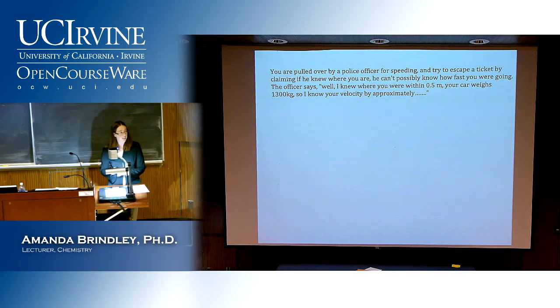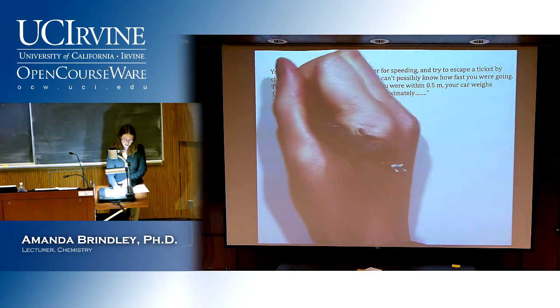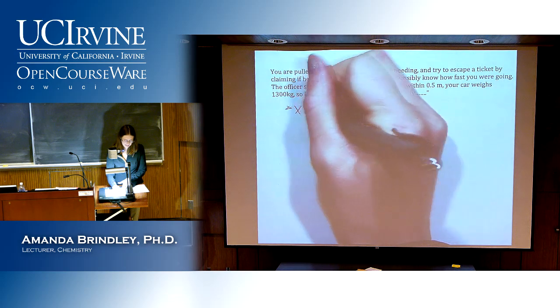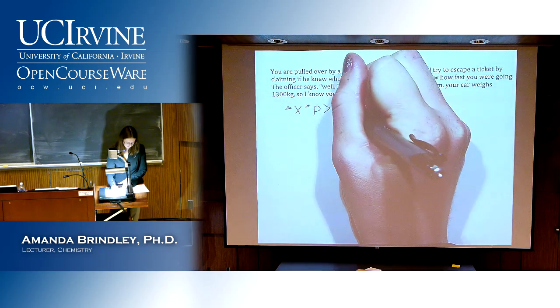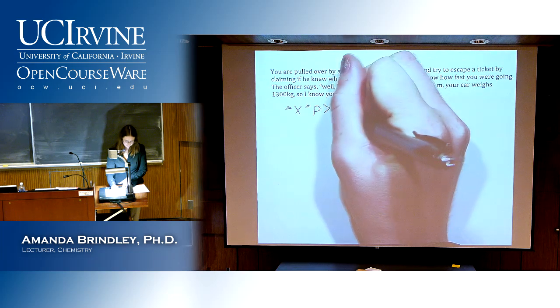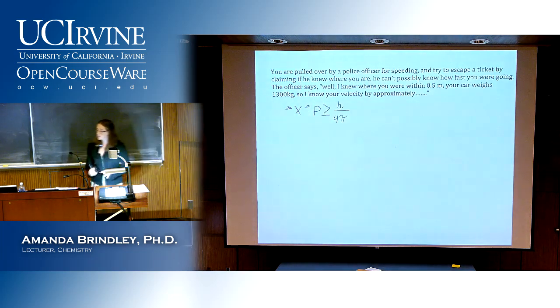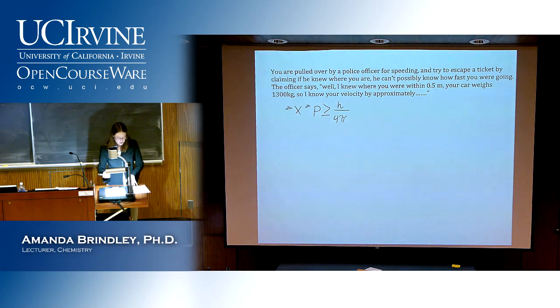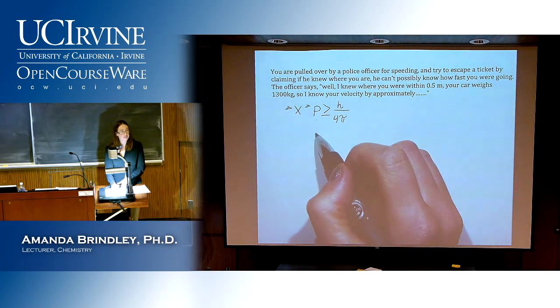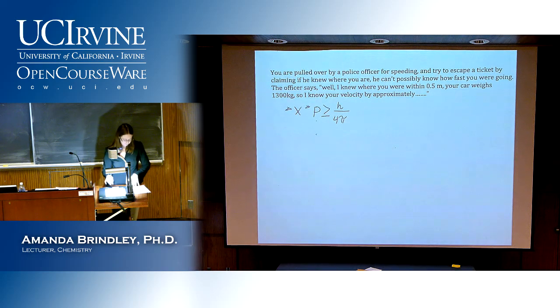So we're starting from this equation on the slide, which is to say delta x times delta p has to be greater than or equal to h over 4 pi. So that's our limit. Now, of course, it can be more, but it's got to be equal to that. So let's rewrite this a little bit differently so that we have velocity there.